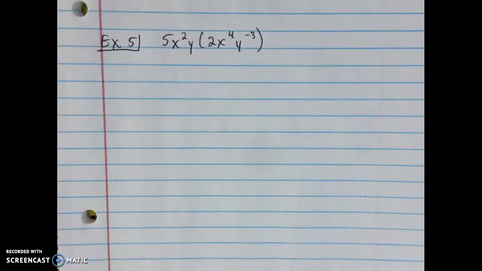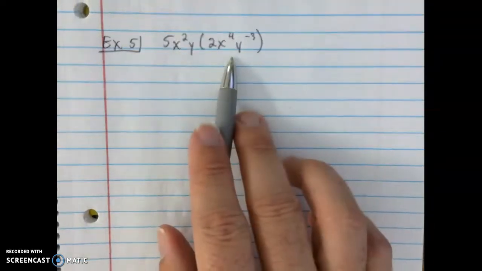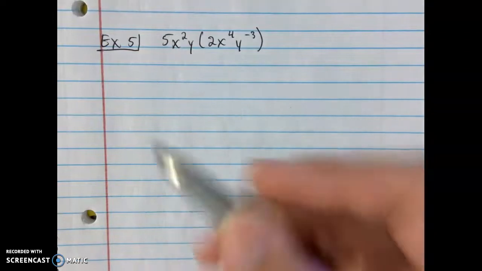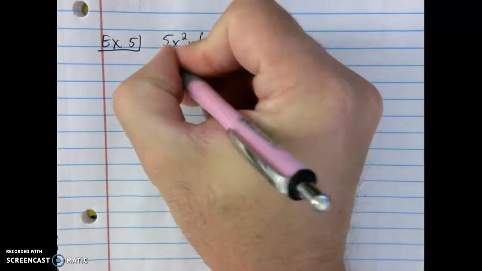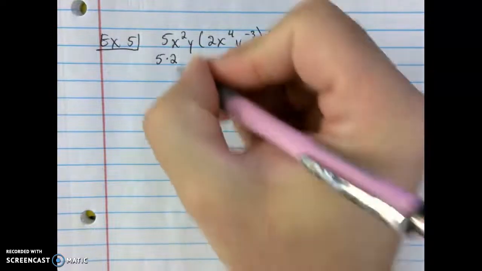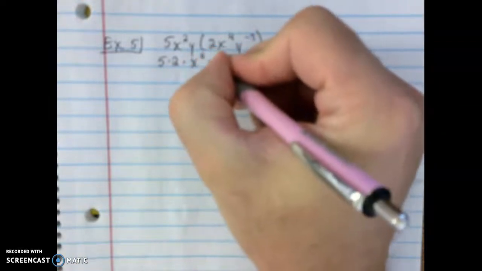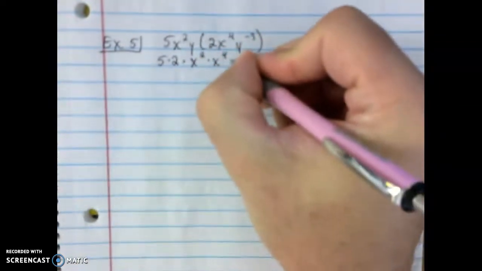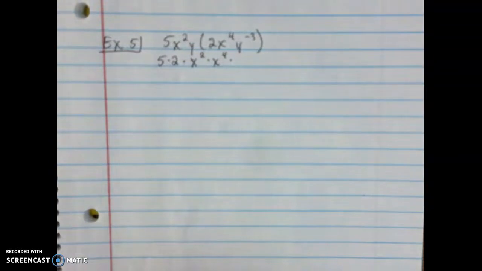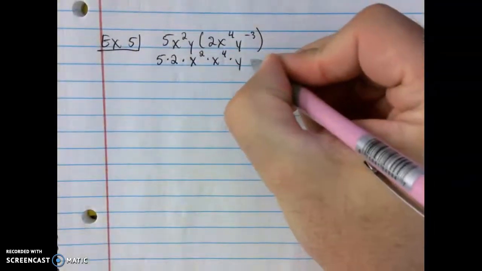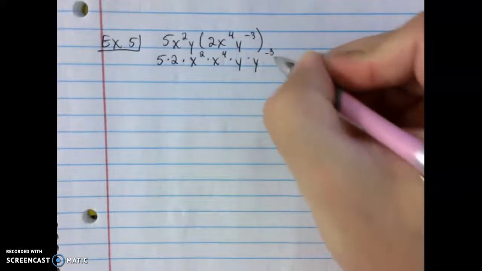We'll take a look at two more examples. Our first of our last two examples is going to be 5x squared y times the quantity 2x to the 4th y to the negative 3rd. Again, we're just grouping our like terms together. Everything's being multiplied together up here, so we can rearrange the order a bit. And so we're going to put our integers out front, where we have 5 times 2. Then we'll put our variables next, starting with our x variables, x squared times x to the 4th. Then finally our y variables, where we have y times y to the negative 3rd.